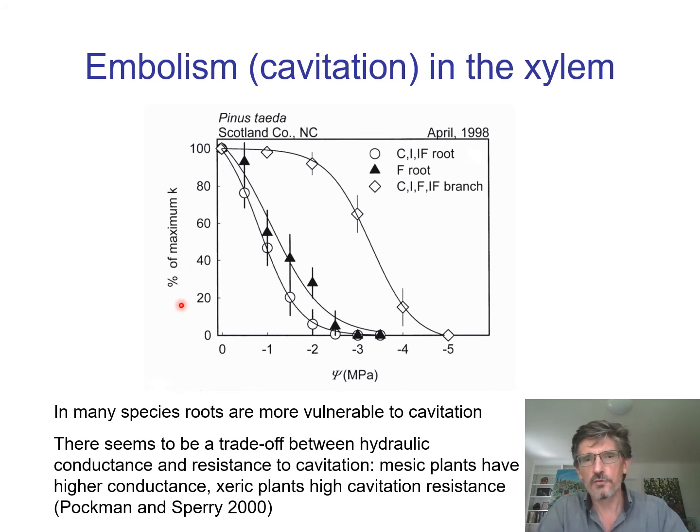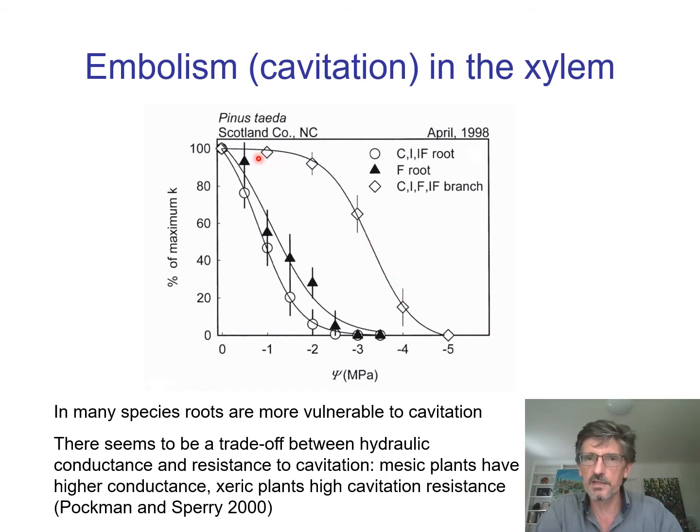So if you see what happens to the plant conductivity, K or GP, that you plot here in percentage, as the plant water potential goes down, this is well water condition, and this is increasingly drier condition, the conductance drops, and drops pretty regularly. This is branches, and these are roots. The measurements refer to Pinus taeda, which is the loblolly pine that you have in the southeast of the United States. And you see that there is a regular decrease, but quite sudden, and almost zero conductance left at some point.